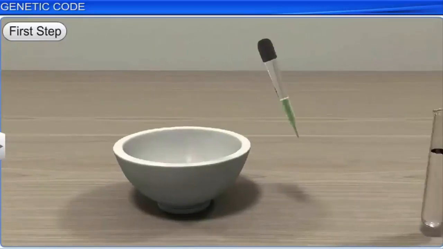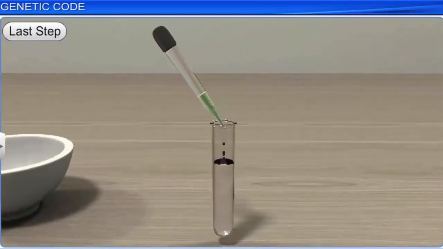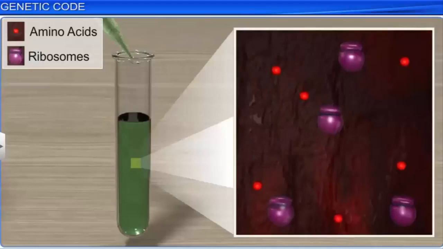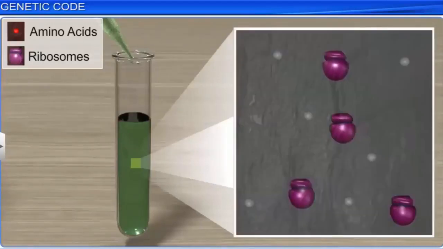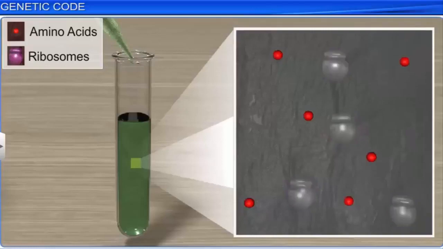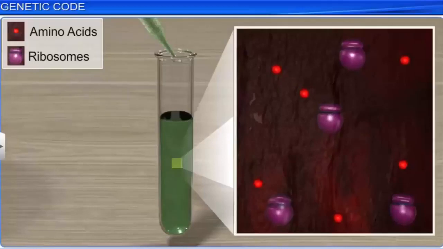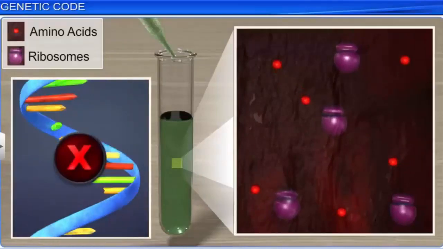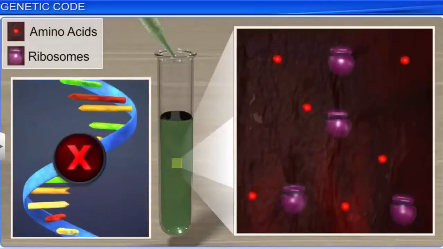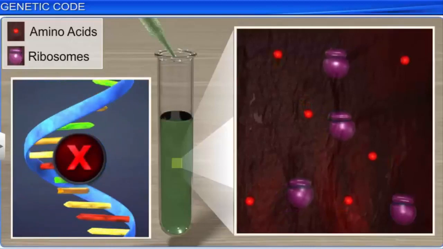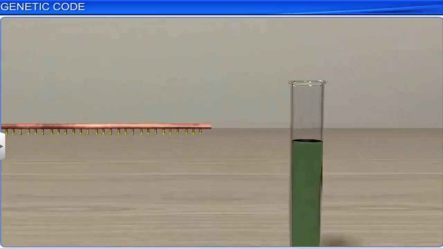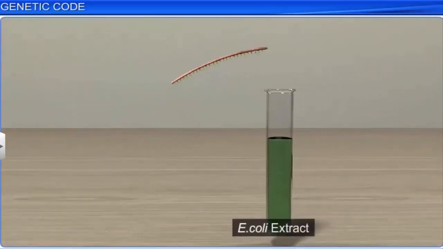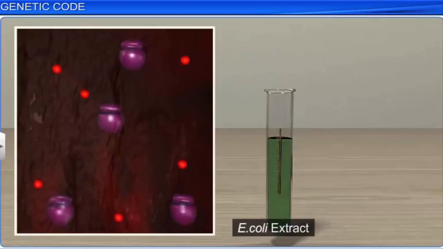The E. coli extract was then added to a test tube containing everything needed for protein synthesis, including ribosomes and amino acids, to name a few. However, the test tube lacked an mRNA, without which protein synthesis was not possible. The scientists then added artificially synthesized mRNA consisting of only one base, uracil, in the free cell system.